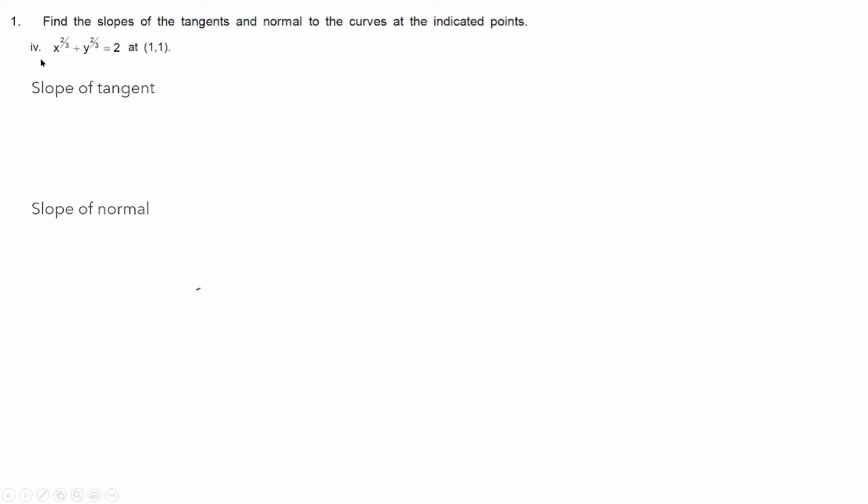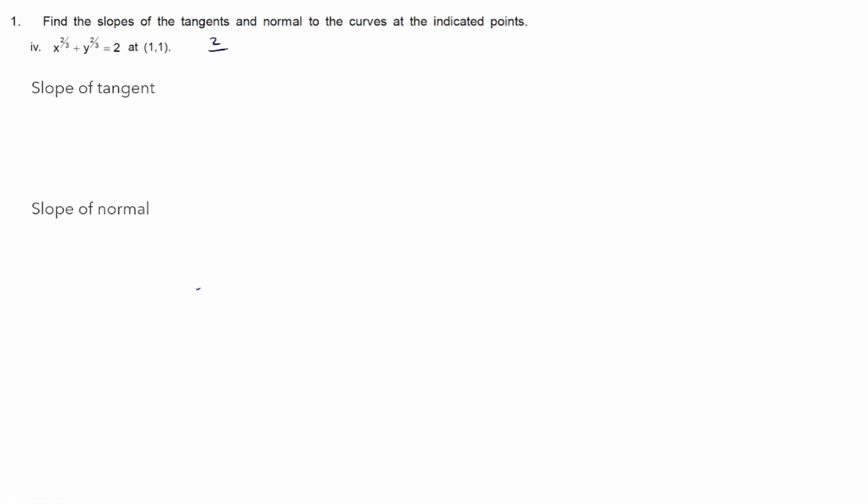The next question, x raised to 2 by 3 plus y raised to 2 by 3 equal to 2 at 1, 1. So first let us find dy by dx. So let us differentiate both sides with respect to x.